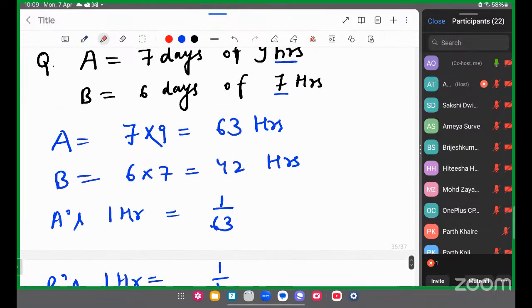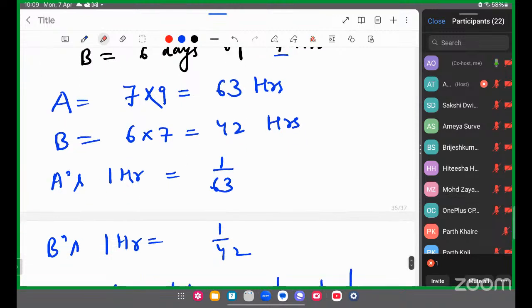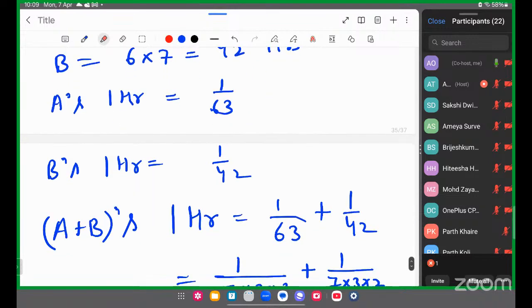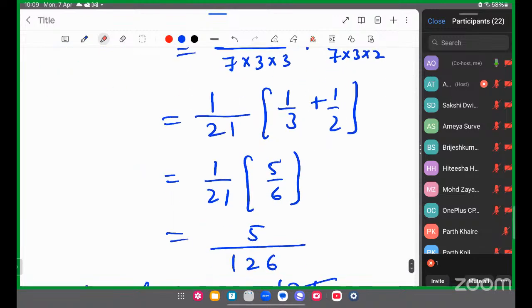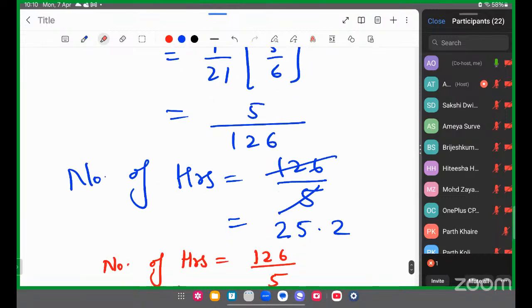Let's say A works for 63 hours total and B works for 42 hours total. So A's 1 hour work will be 1 by 63 and work done by B in 1 hour will be 1 by 42. If they work together, then A plus B's work done in 1 hour will be 1 by 63 plus 1 by 42. On simplification, it will give 5 by 126. So the total number of hours taken by A and B to complete the work is 126 by 5. If they are asking about the total number of hours, the answer will be 126 by 5.